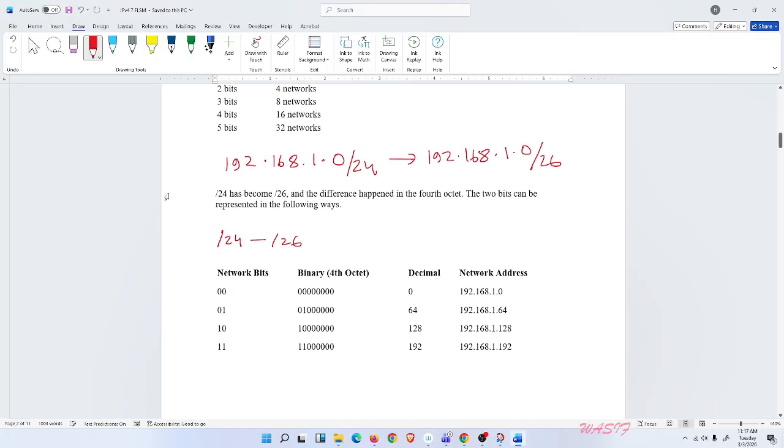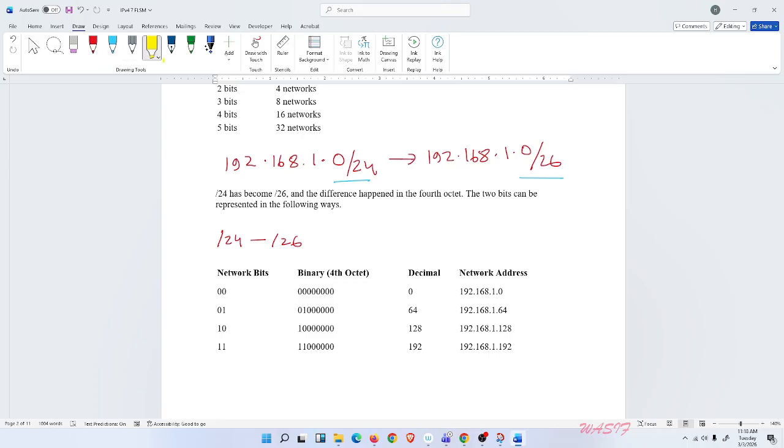Now, if you look at here very carefully, /24 becomes /26. The difference is in the 4th octet. The difference happened here in the 4th octet. So /24 became /26, and with the 2 bits, you can produce 4 networks: 0 0, 0 1, 1 0, 1 1. It happens in the 4th octet.